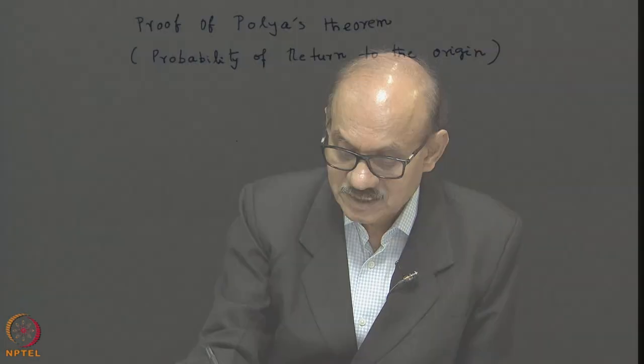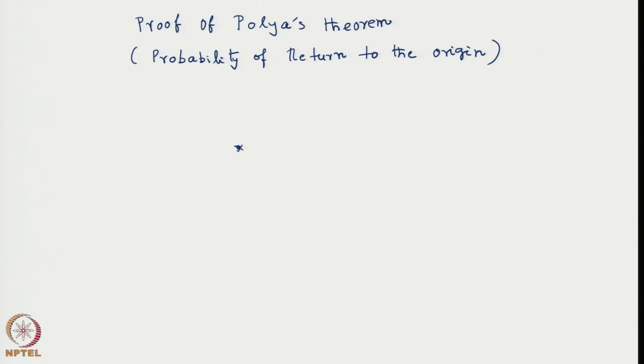We now proceed to prove Pólya's theorem, that is, the theorem on the probability of return to the origin as a function of the dimensionality of the space. So, in a nutshell, there is an origin from which the random walker has started and he undergoes a random walk, and we are asking the question: what is the probability that he will return to the origin after some long number of steps?